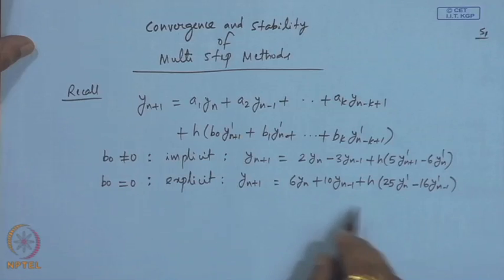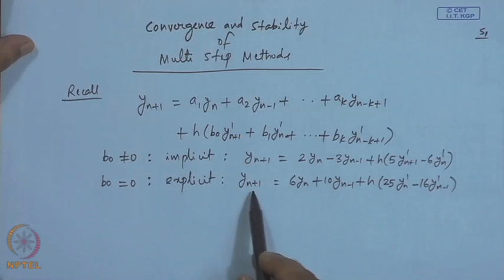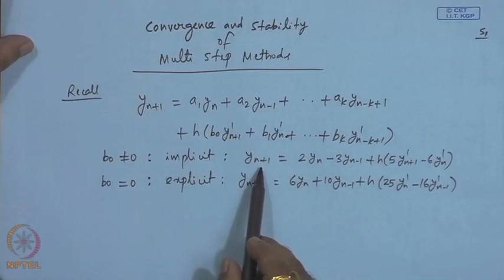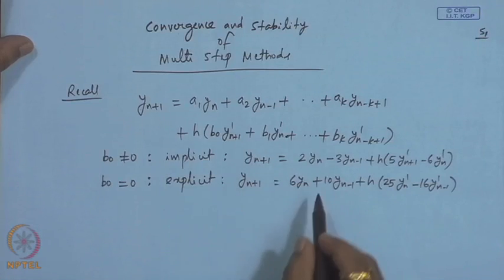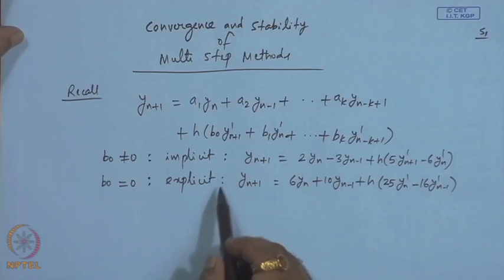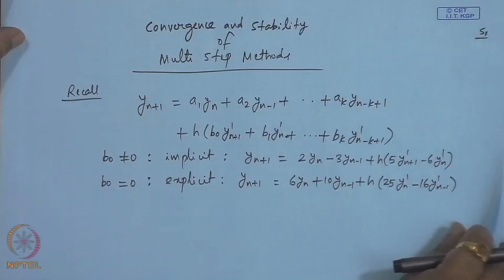So, this is an explicit method, because to compute y n plus 1 we are asking for past points y n and y n minus 1, whereas here to compute y n plus 1 we are asking for y n, y n minus 1 and y n plus 1. Okay. So, this is implicit and this is explicit.